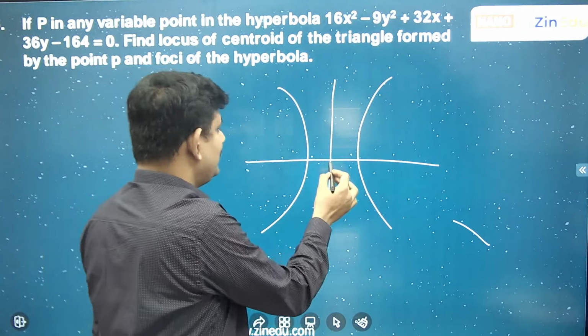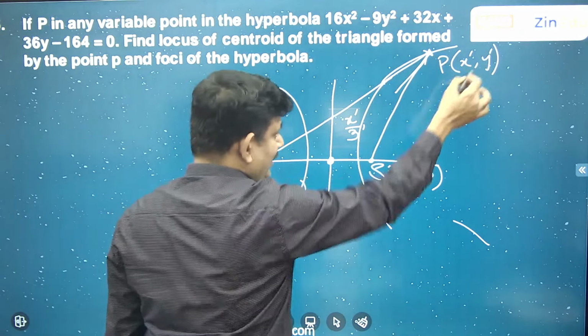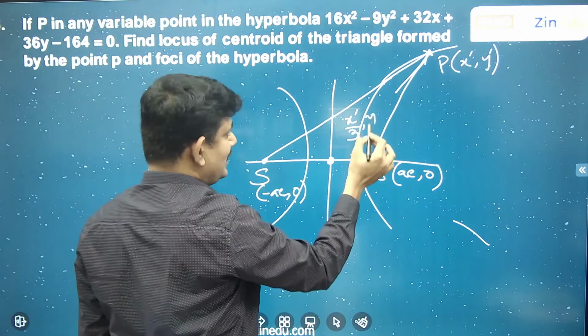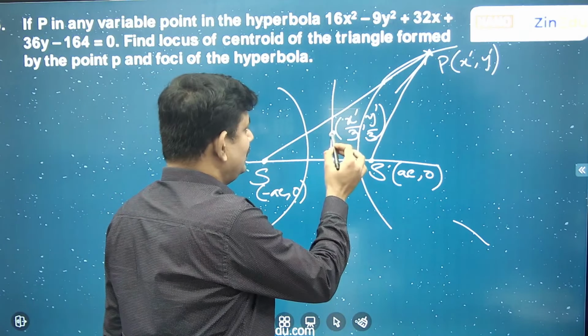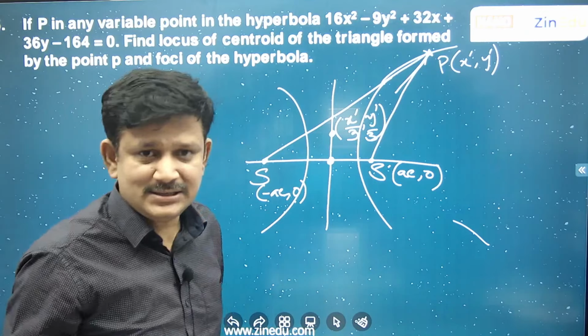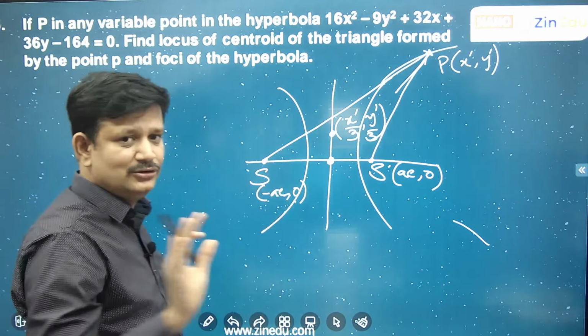Now what will be the centroid of this triangle? This plus this vanishes, right? x dash by 3, y dash plus this y dash by 3. So there is absolutely no significance for the foci terms. The centroid is independent of the foci. So happily, it is just x dash, y dash divided by 3. That's it. So foci and everything you need not find.